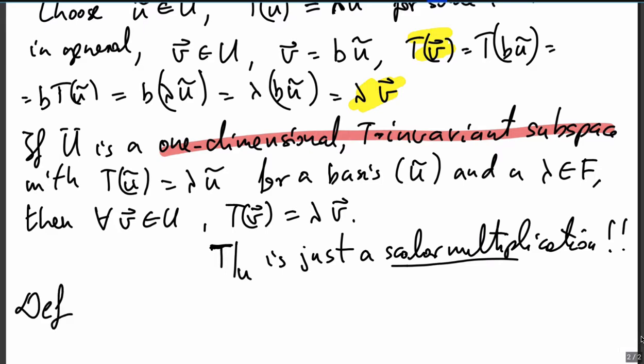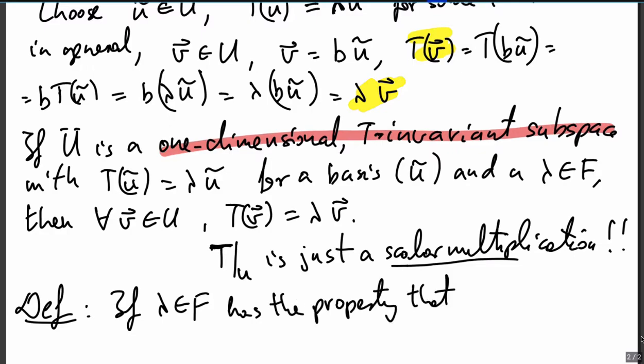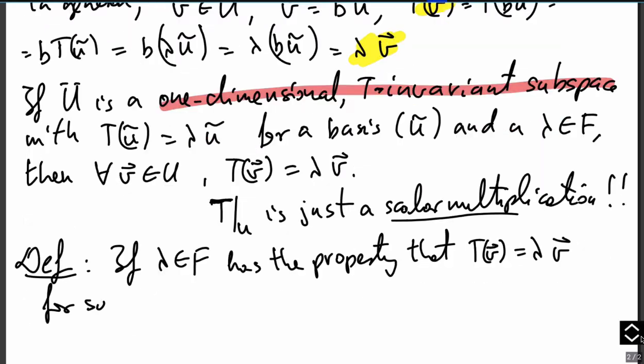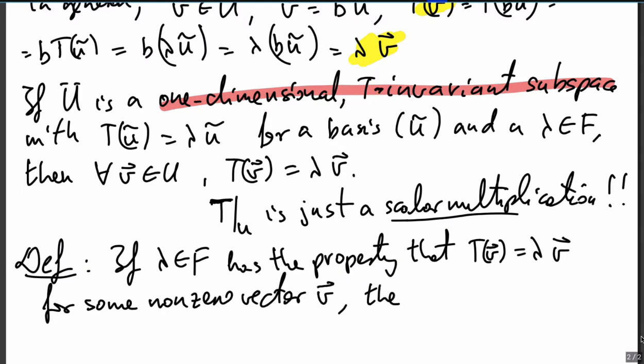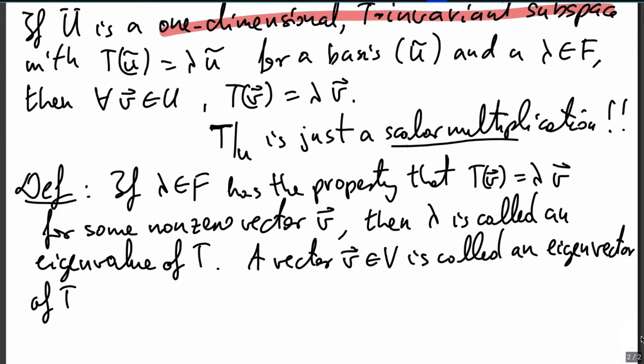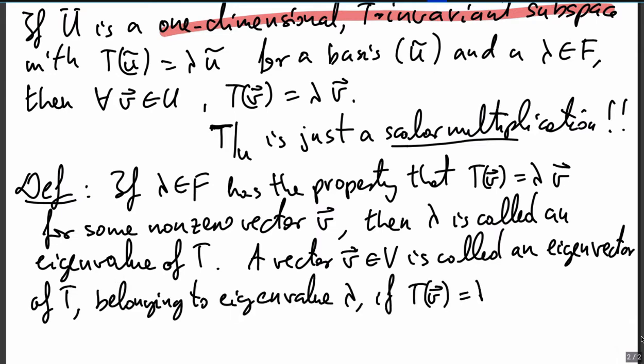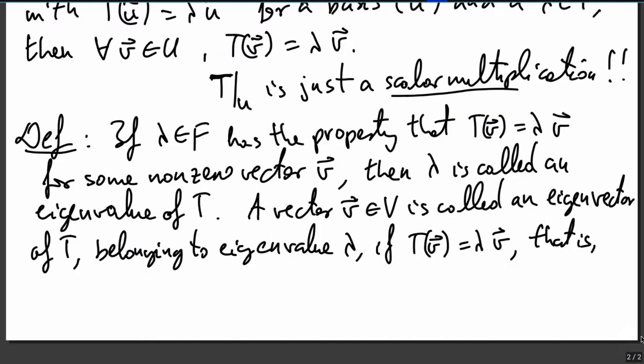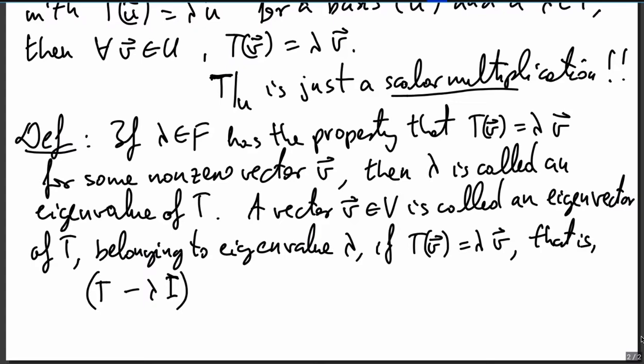So this gives us the definition of eigenvalues. If lambda from the field F has the property that T of V equals lambda V for some non-zero vector V, then this lambda is called an eigenvalue of T. A vector V from this vector space V is called an eigenvector of T belonging to eigenvalue lambda if T of V equals lambda V. If you rearrange this and factor out V, since T is linear, then we get (T minus lambda I) V equals 0. So this is the definition of the eigenvalue and eigenvector.